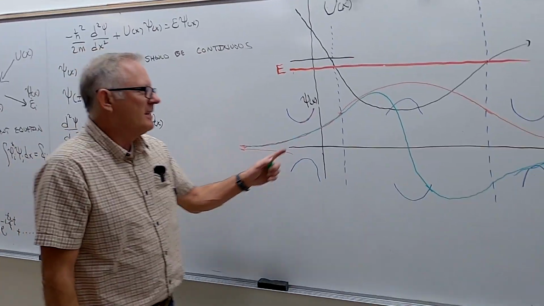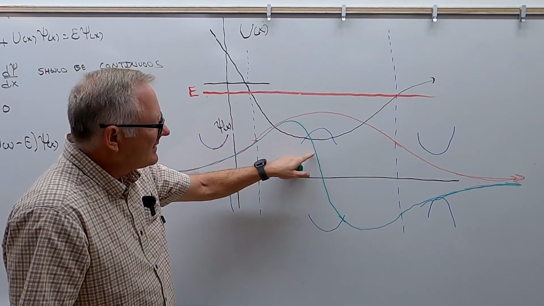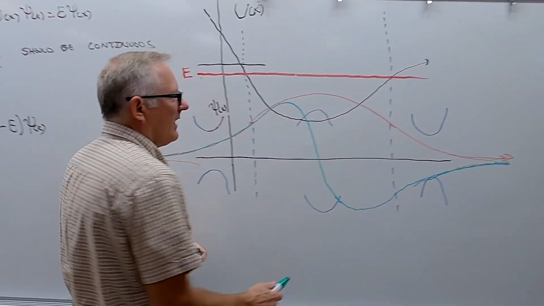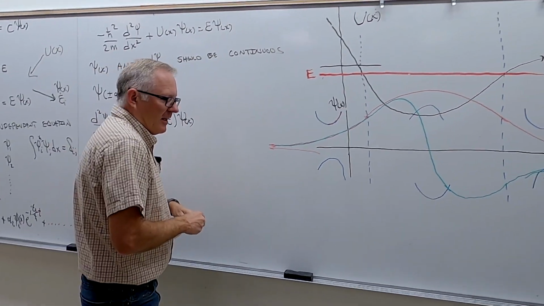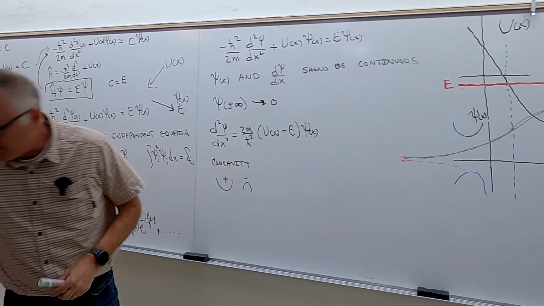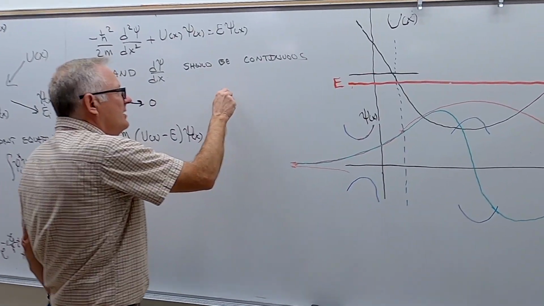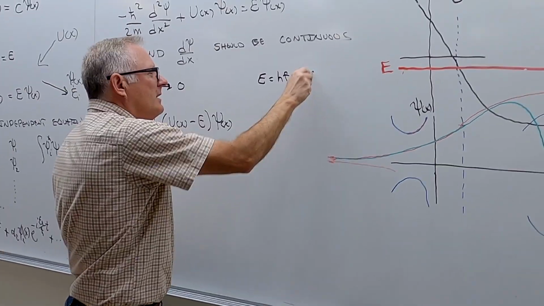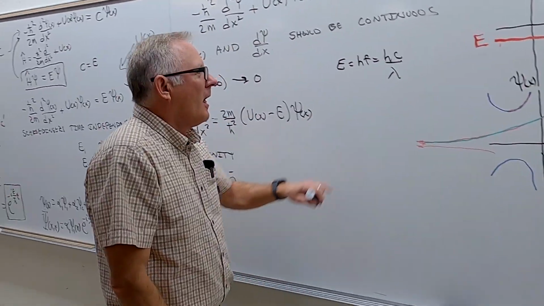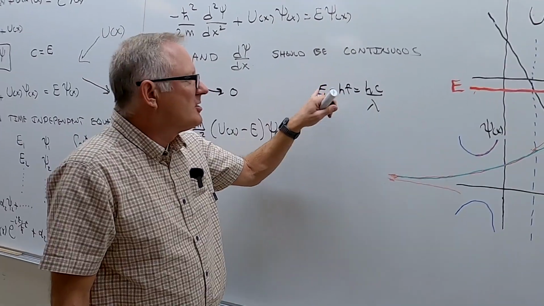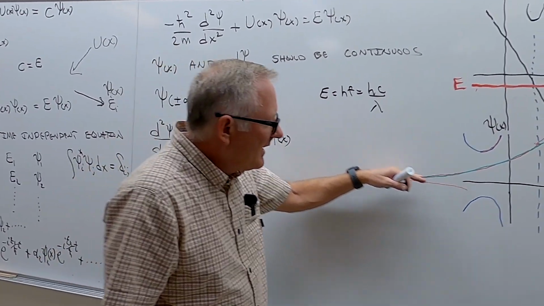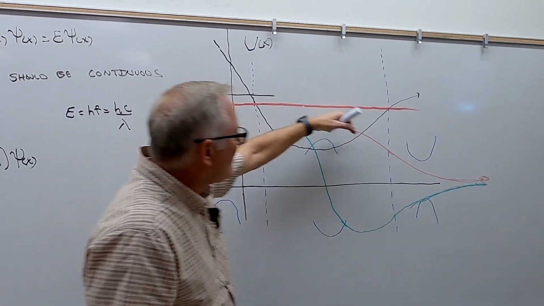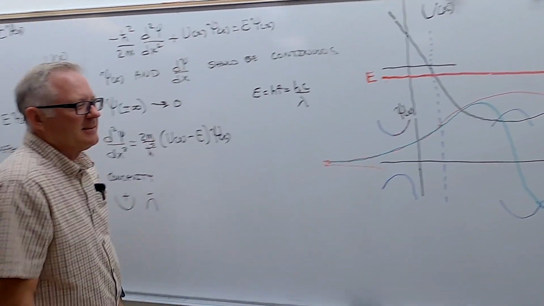Not only that, this one has a smaller wavelength. You can see this is a pretty big wavelength right here. And we know there's a relationship between energy and wavelength. Energy is hf, which is hc over the wavelength. The bigger the wavelength, the smaller the energy. So this would be the smallest energy that you could possibly get. I can't wiggle any less than that.